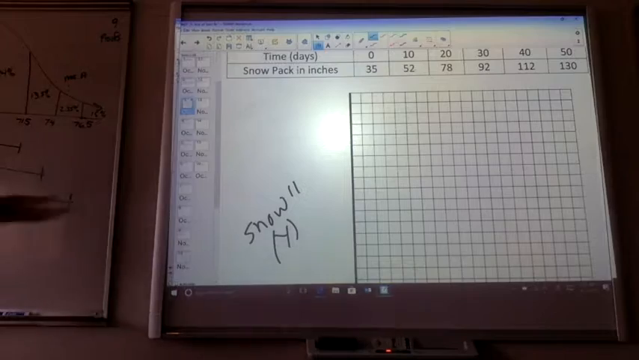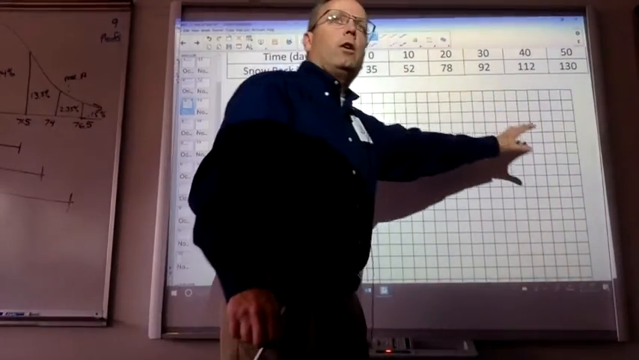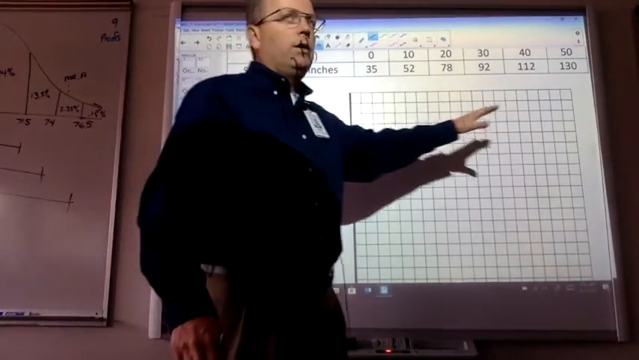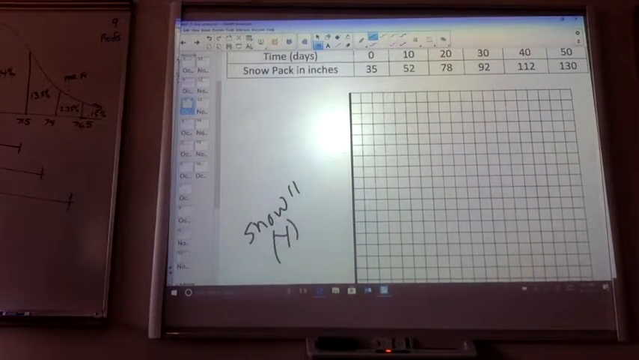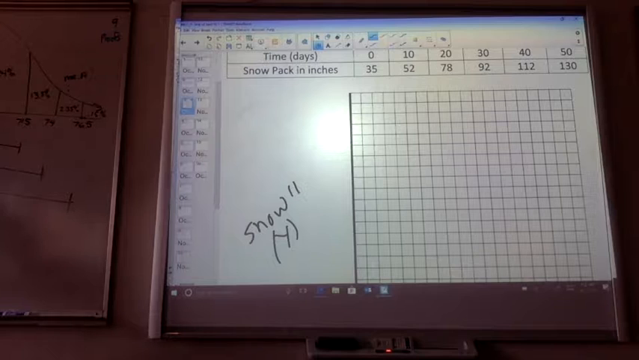So the graph, the grid we're just using, this is actually called quadrant 1. Quadrant 1 deals with when you're talking about just positive values. Okay, your x and your y component are both positive. You don't have a negative x, you don't have a negative y in this case, but we'll talk about what that might mean a little bit. So time in days looks like 0, 10, 20, 30, 40, 50.